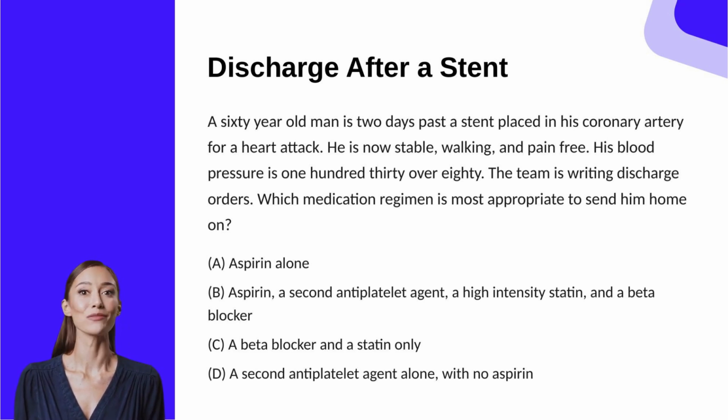Choice A, aspirin alone. Choice B, aspirin, a second antiplatelet agent, a high-intensity statin, and a beta blocker. Choice C, a beta blocker and a statin only. Choice D, a second antiplatelet agent alone with no aspirin. Pause and choose. The key is to remember the full bundle and to notice which options are missing a critical piece. Let us break it down.